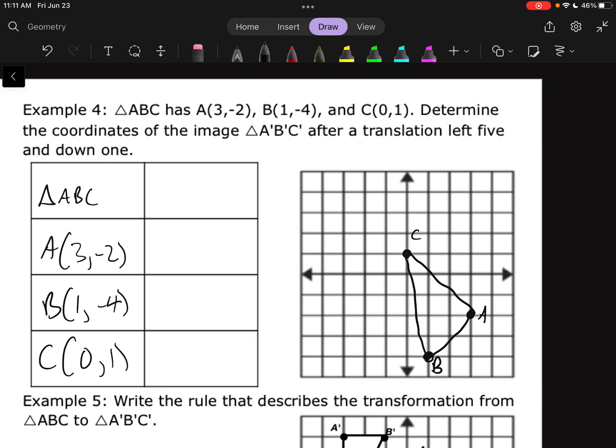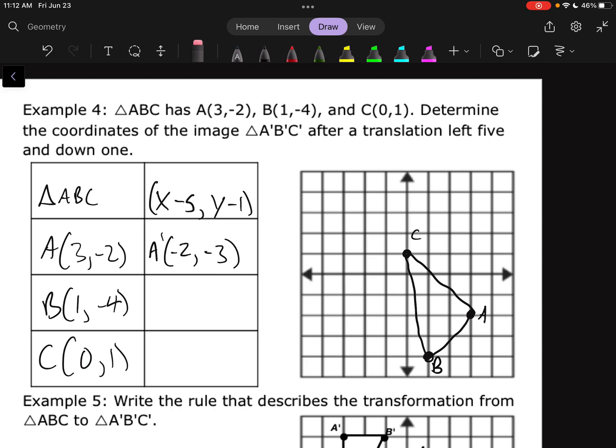So if I'm going to do left 5, down 1, left is the x value, but left means minus. And down 1 is the y value, and down means minus. So on the last one, we added and added because we were going right and up. If we're going left and down, that's a minus and a minus. So minus 5, minus 1. Okay, so new A prime. 3 minus 5 is negative 2. Negative 2 minus 1 is negative 3. So negative 2, negative 3.